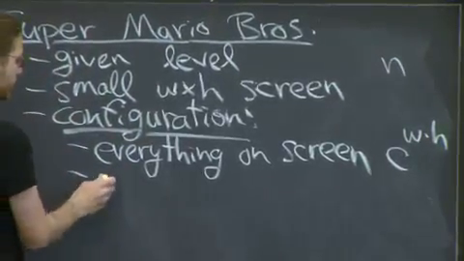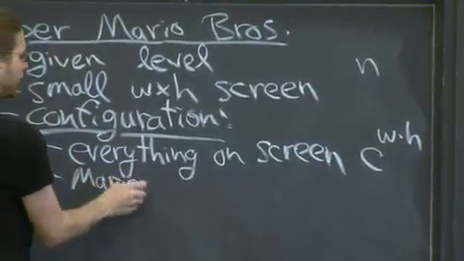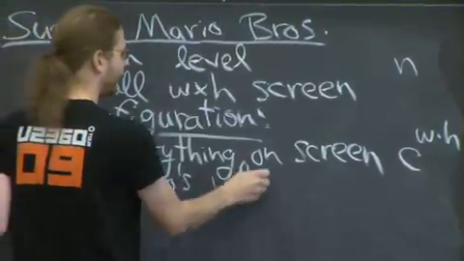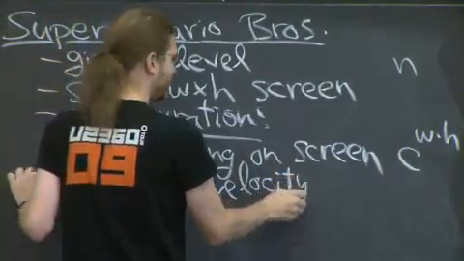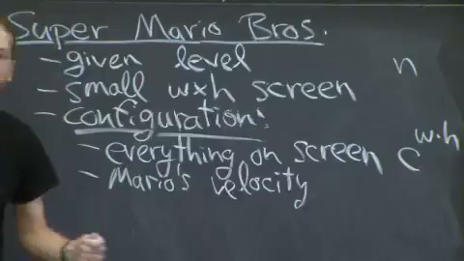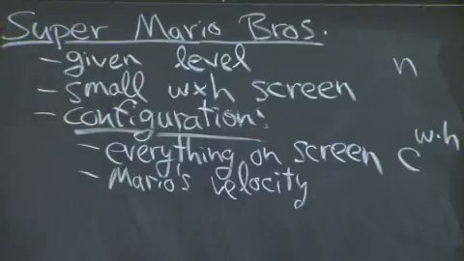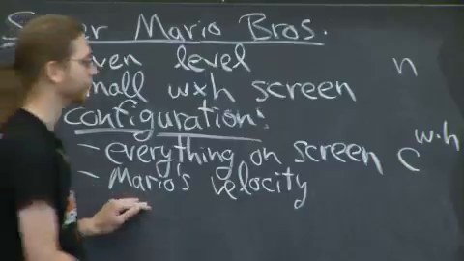You might also want Mario's velocity. I had to play it again just to check that there is indeed velocity. Turning around is slower than going forward. You do accelerate a little bit, so you've got to remember that. But there's probably only a constant number of choices for what your velocity is.